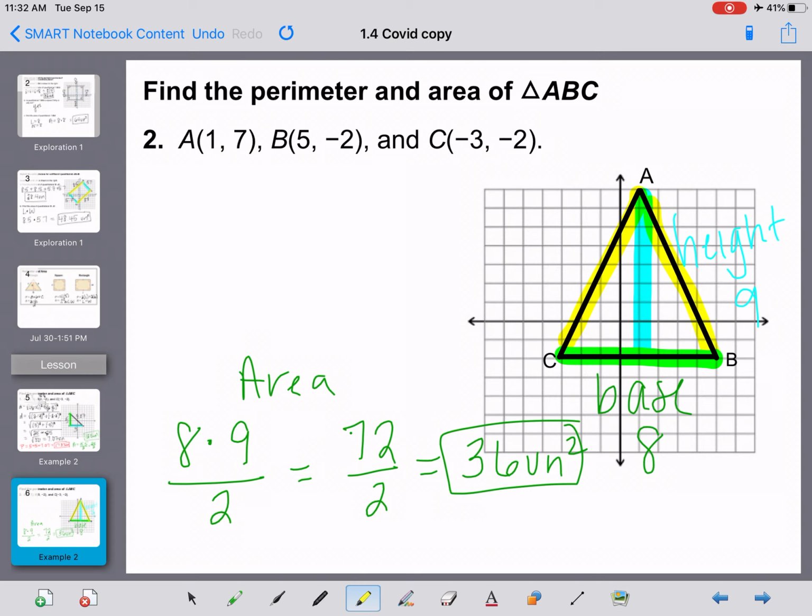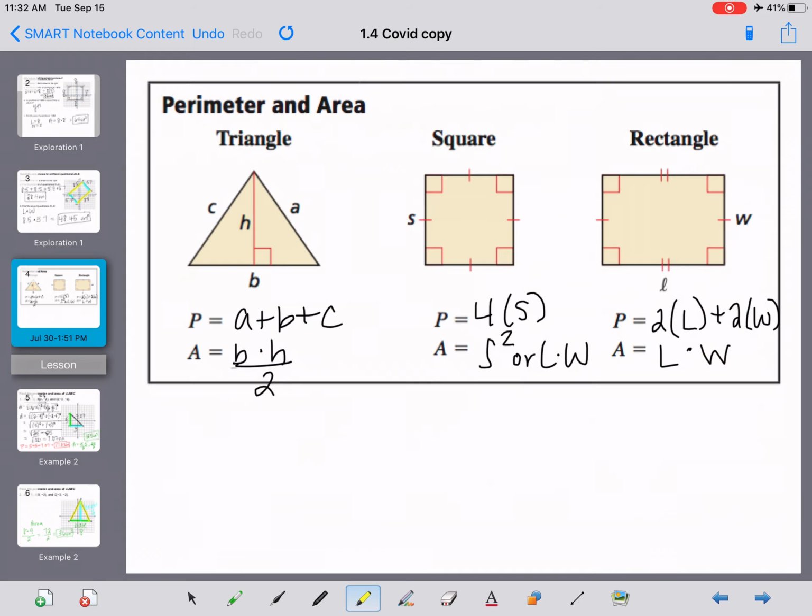So that's all section 1.4 is, guys. You're going to have a couple problems to practice finding area and perimeter in the coordinate plane, but we are just going to be sticking with these three main shapes, triangle, square, and rectangle for right now.